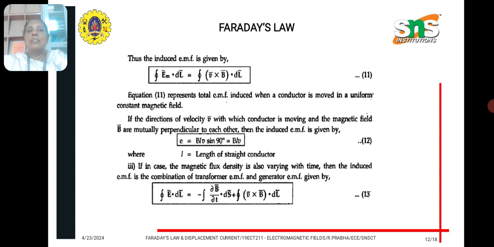And here this E is equal to BLV sin 90 degrees. We know sin 90 degrees is equal to 1, so it is BLV. And here L is the length of the straight conductor. So that is the integral of E dot dl. In the third case, flux density is also varying. Then induced EMF is the combination of transformer EMF and generator EMF. So the integral of E dot dl is given by minus dou B by dou t dot ds plus V cross B dot dl. So this is the third case.